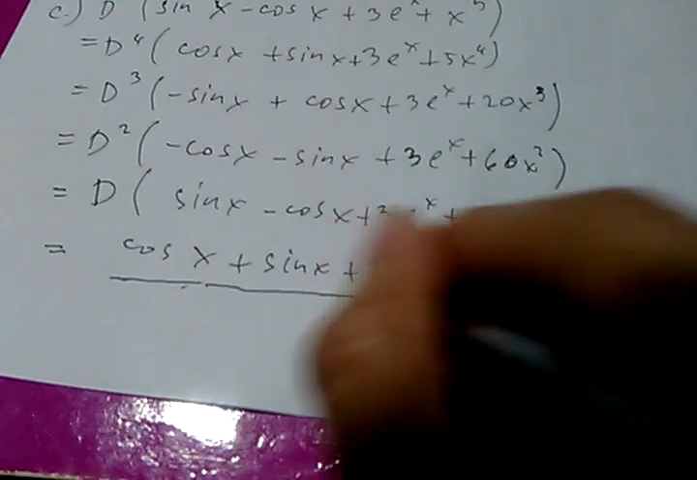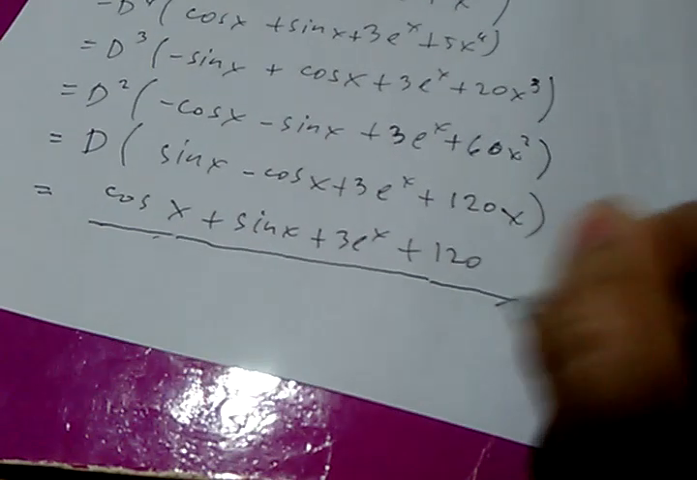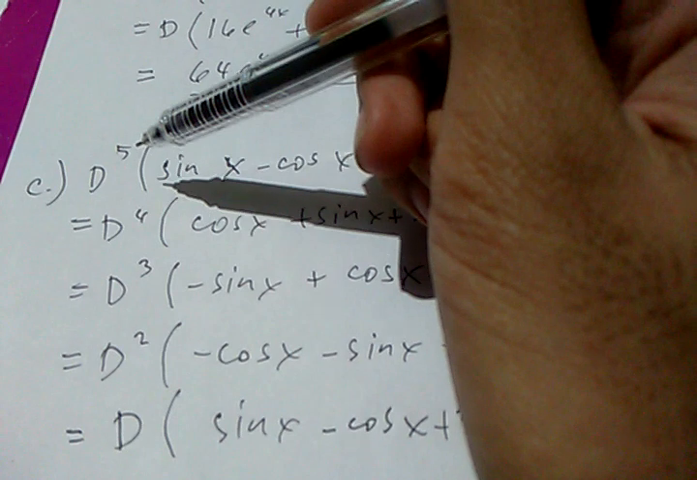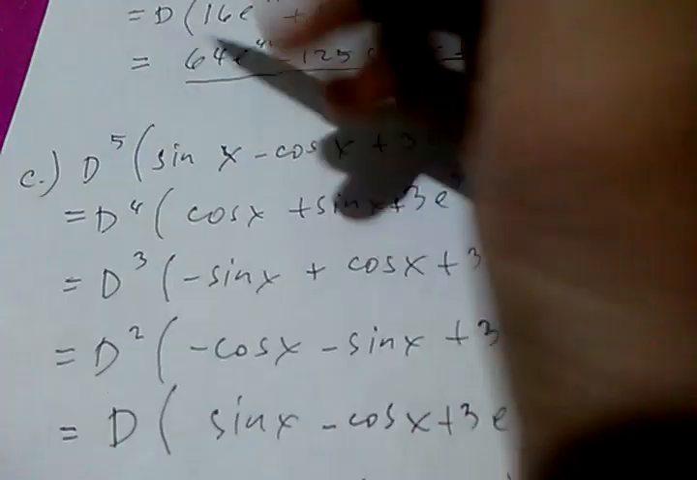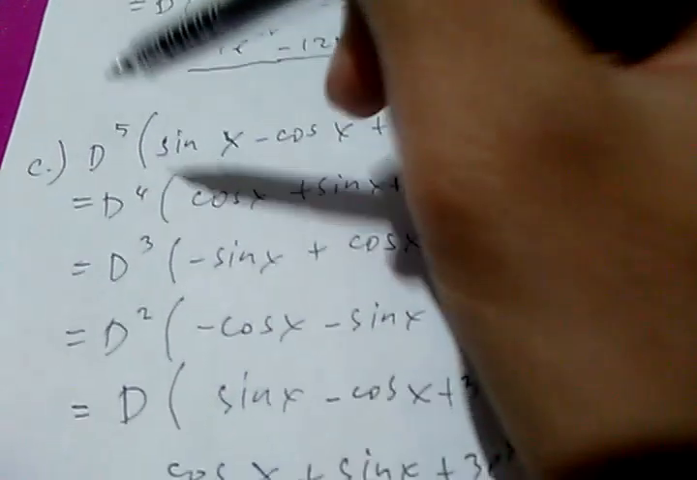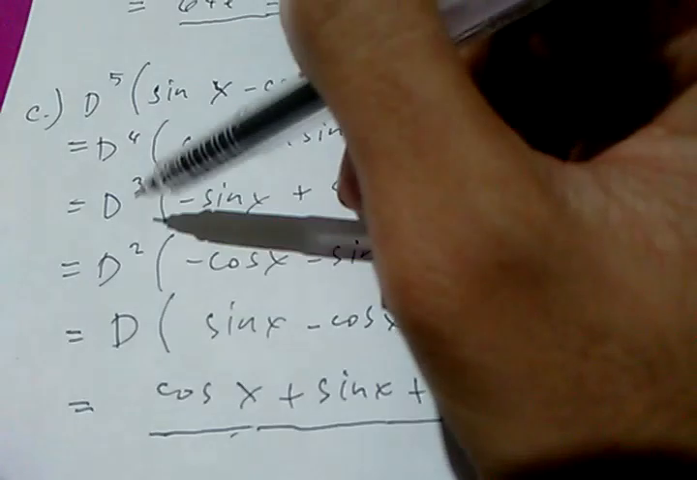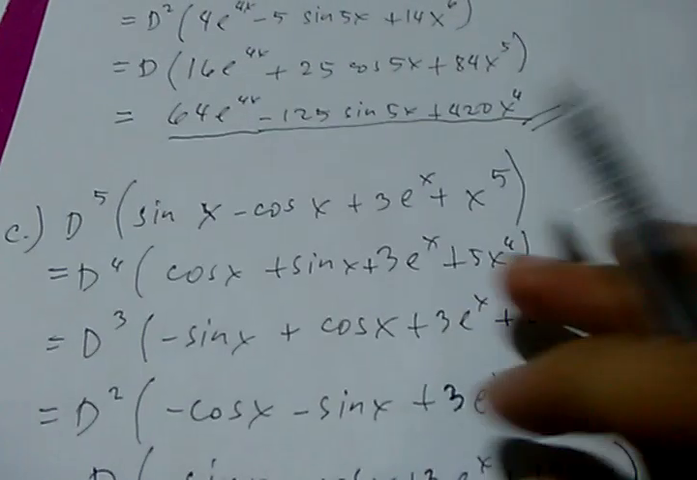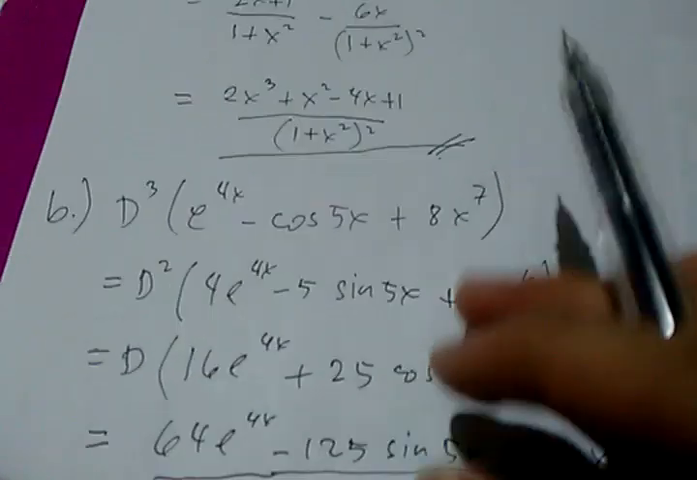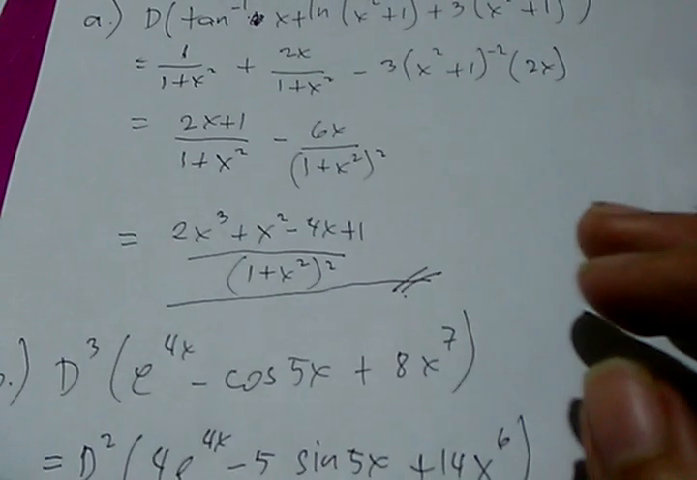With the differential operator, we also note that based on its exponent value, 5, we have 5 derivatives: 1, 2, 3, 4, then the last. So these are some examples about the differential operators.